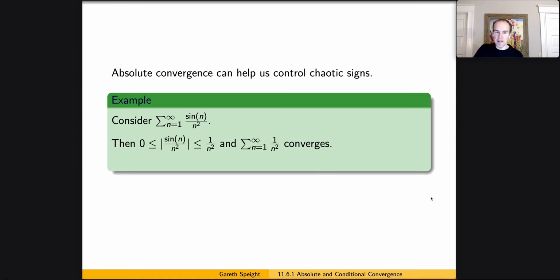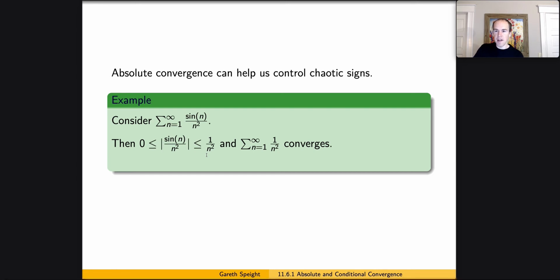What could we do? If we look at the absolute value, we have the absolute value of sine n over n squared. That's positive, and it's less than or equal to 1 over n squared, just by using that sine is less than or equal to 1. So here we have a series, the sum of absolute value sine n divided by n squared. It's positive, and it's less than 1 over n squared, and we know that the sum of 1 over n squared converges.